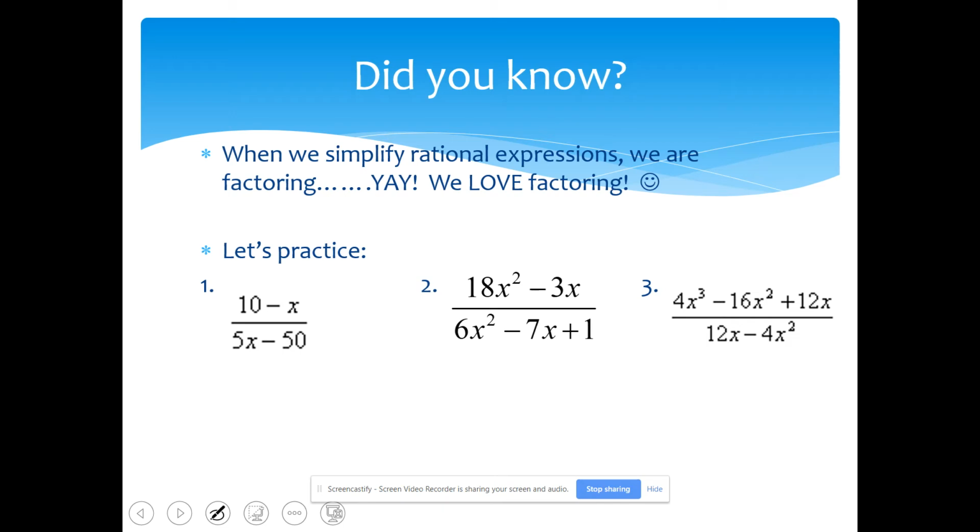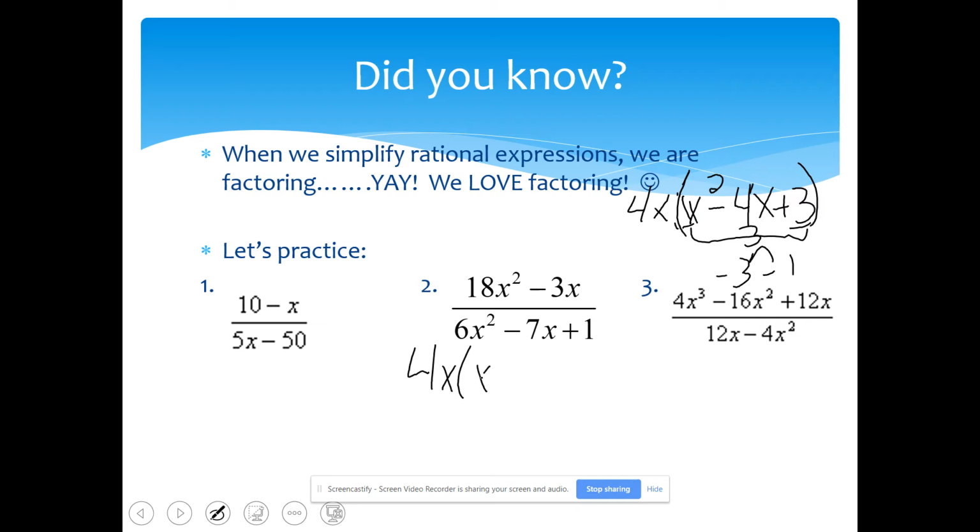Number 3. On the top, we're going to start with our greatest common factor again. Our greatest common factor on the top is 4x. When I pull that out, it leaves us with x squared minus 4x plus 3. That is still factorable. So we'll say the factors of positive 3 that add to negative 4 are negative 3 and negative 1. So we have the 4x that we pulled out, x minus 3, and x minus 1.